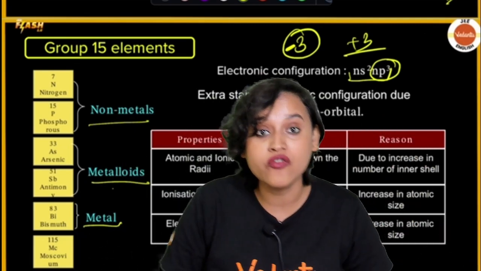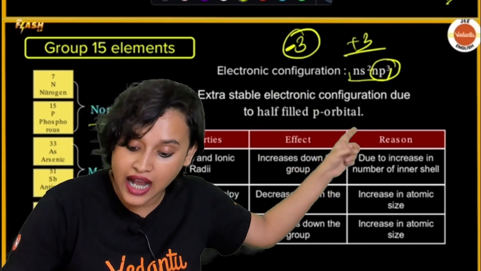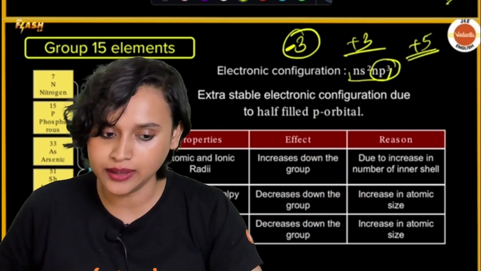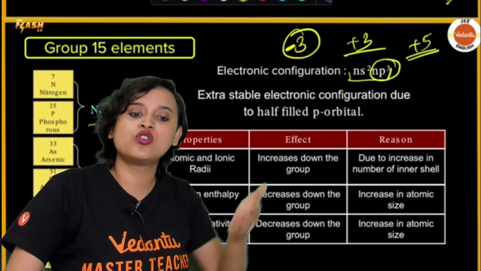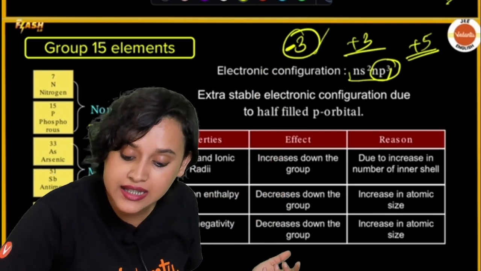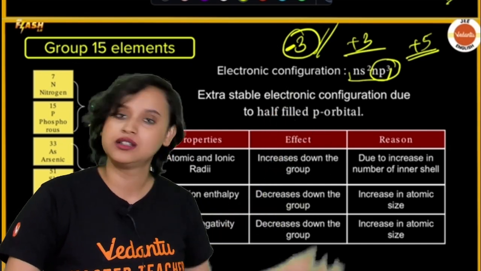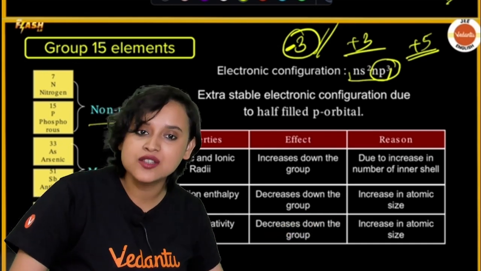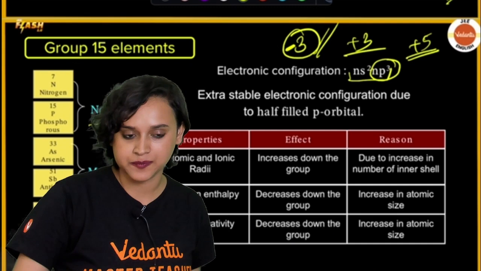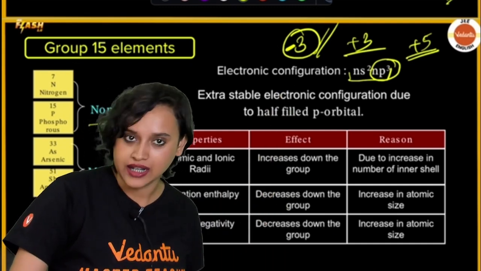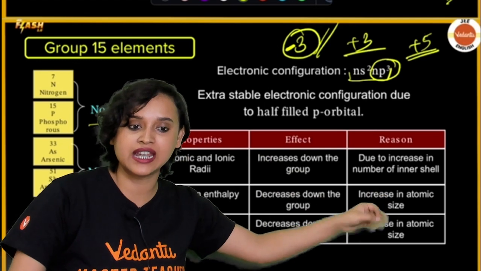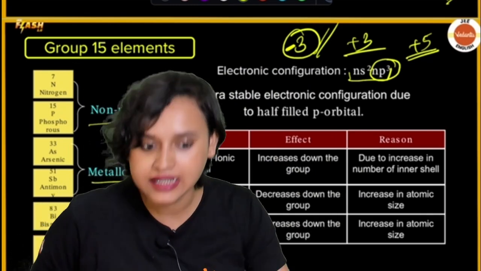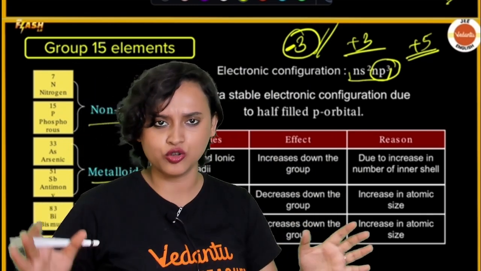And because of ns2np3, there are 5 electrons here. So yes, they can also show you +5 oxidation state. Obviously, as you go down the group, the tendency to show the -3 oxidation state decreases. Why so? The size increases, and if the size increases, then the electronegativity is also going to decrease. That is why the tendency to show -3 decreases. Because of the inert pair effect, the stability of +3 oxidation state increases and the stability of +5 oxidation state decreases, as usual, whatever we have seen in the past groups as well.